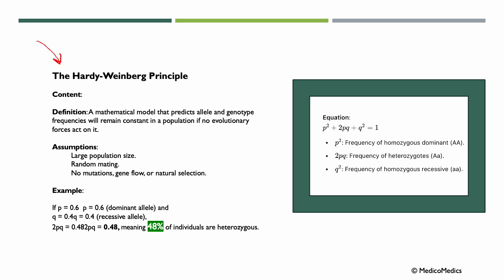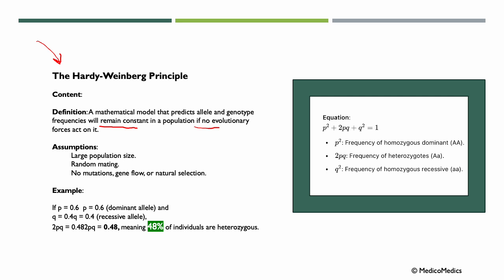So we have the Hardy-Weinberg Principle. It is a mathematical model used in population genetics to predict that allele and genotype frequencies in a population will remain constant from generation to generation, provided that no evolutionary forces such as natural selection, mutations, migration, genetic drift, etc., act on it. So it kind of represents a genetic equilibrium.